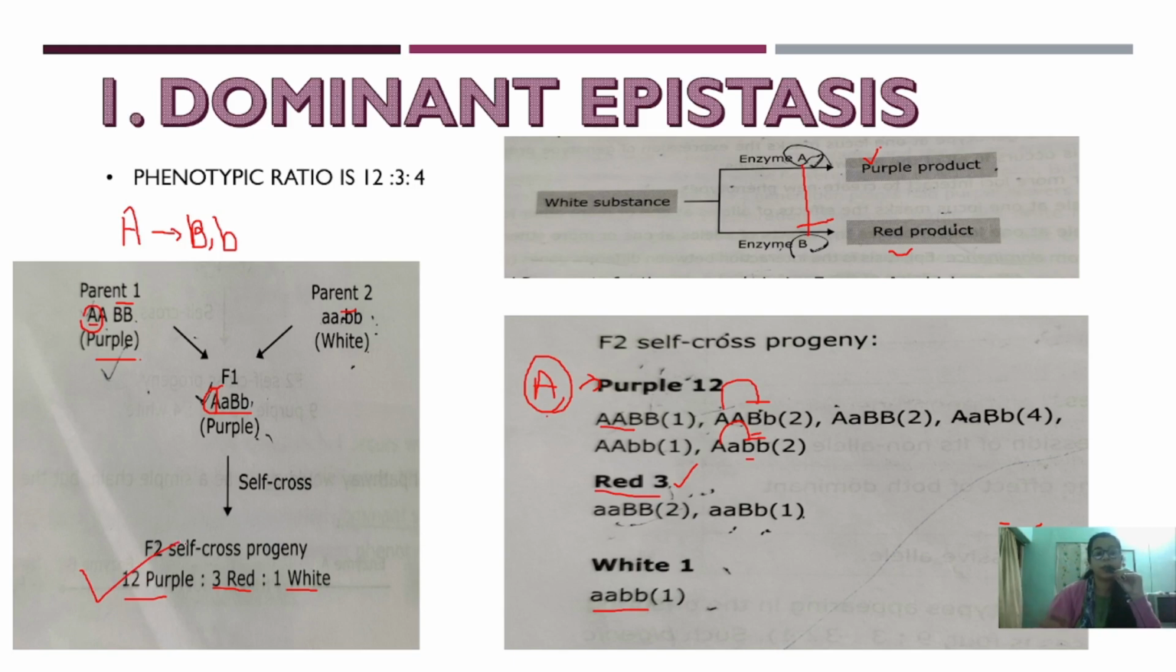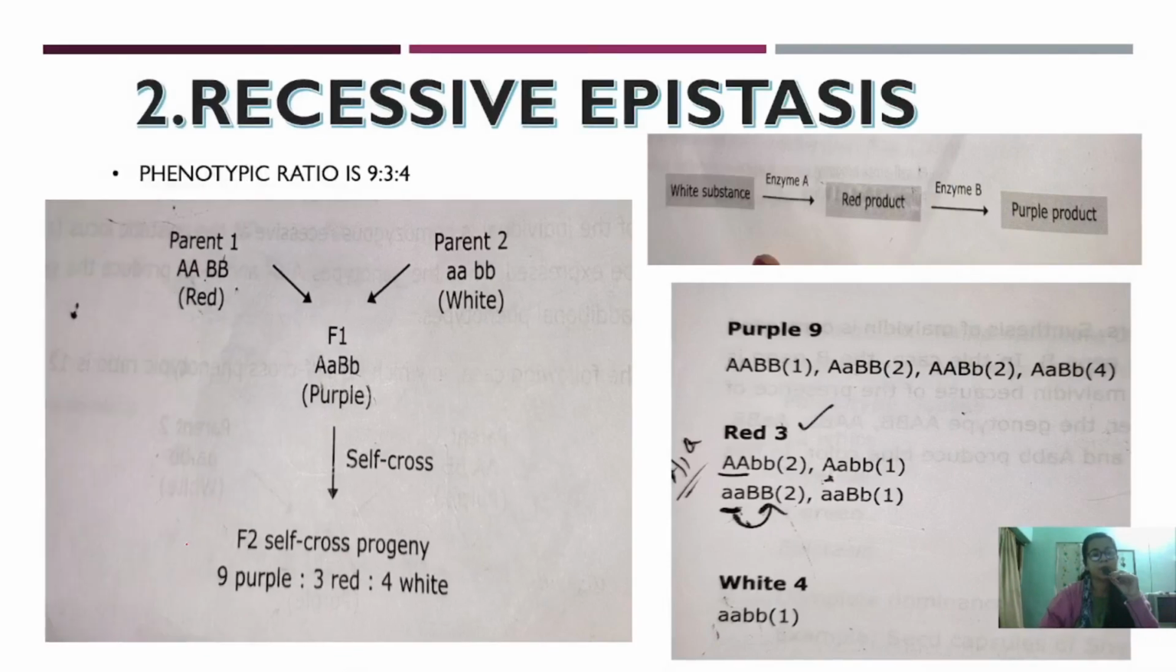So by this we have cleared that the dominant allele of one gene will suppress both the dominant as well as the recessive allele of the non-allelic gene. This is dominant epistasis. Next, moving to recessive epistasis. Here what happens? Here no one will suppress anyone. Here what happens?